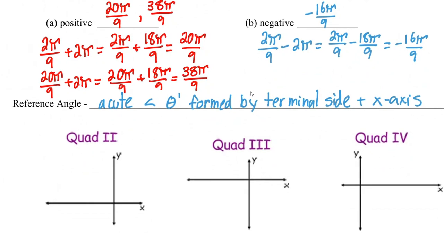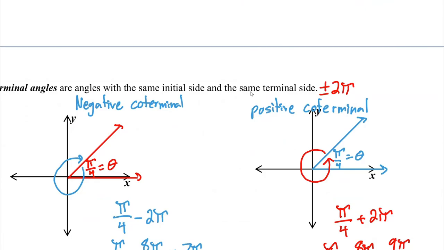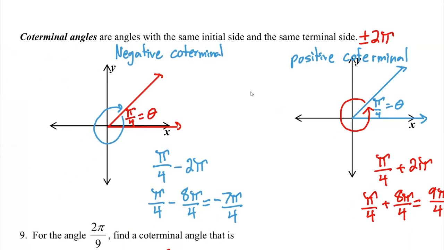Alrighty. So we have 4 quadrants of our graph. Quadrant 1, the theta prime is just theta. It is the angle itself. Does that make sense?